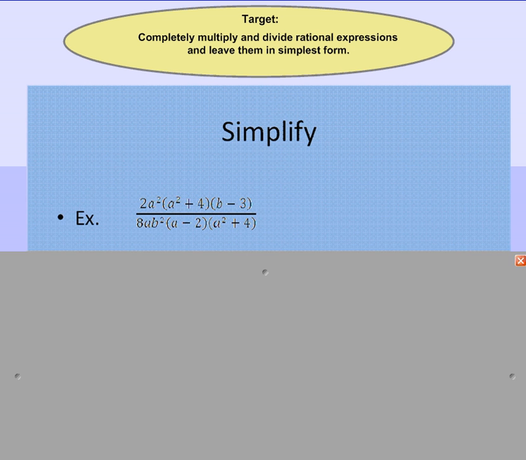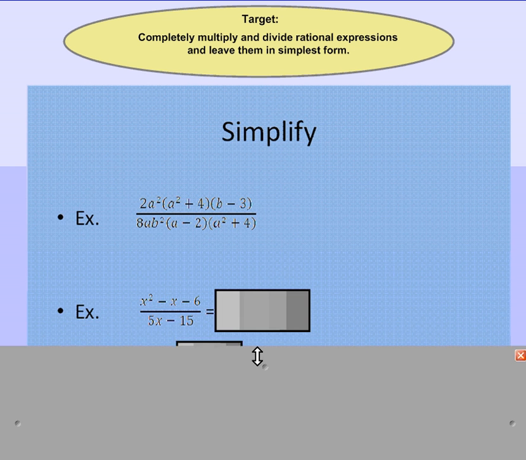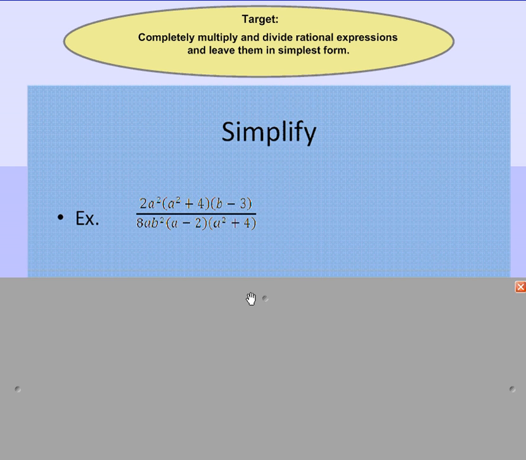Okay, so in our first step, what we would do is look at the 2 and the 8, and I'm going to reduce that to 1 over 4. Let me write that a little bit neater for you. The reason it reduces to 1 over 4 is because 2 goes into 8 4 times. In terms of your a's, one of those a's from the denominator will cancel out one of the a's from the numerator, leaving you 1a in the numerator.